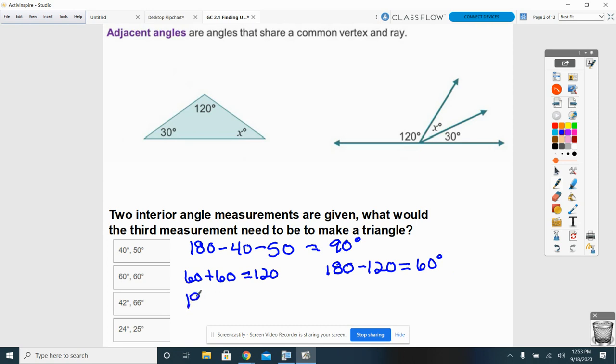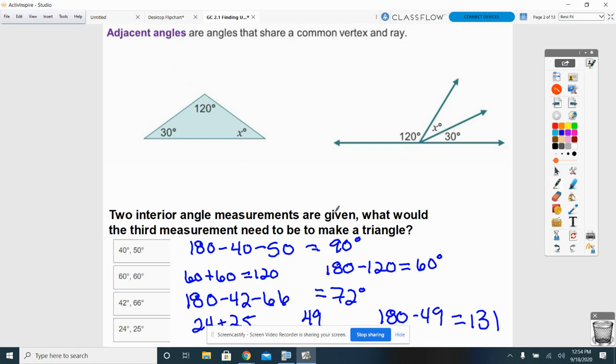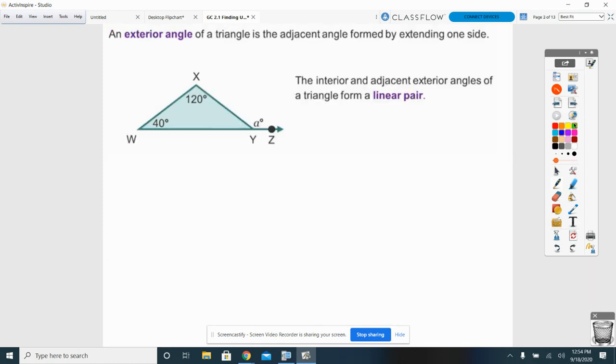Okay, so hopefully you would have taken 180 minus 42 minus 66. I'm going to type this one into my calculator. And I get 72 degrees. Or maybe you took 24 plus 25. That gives me 49. And then take 180 minus 49. Again, I'm going to go to my calculator. And I get 131. So we have triangles add to 180 and straight lines add to 180.